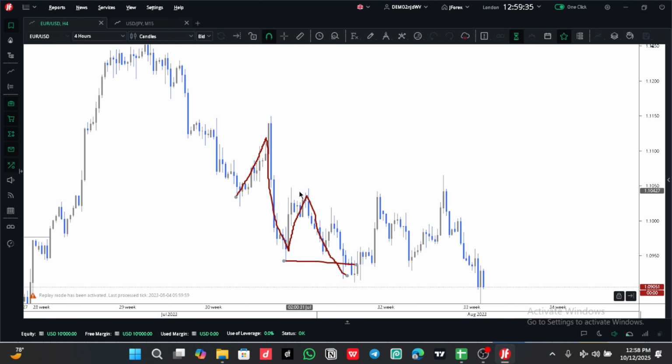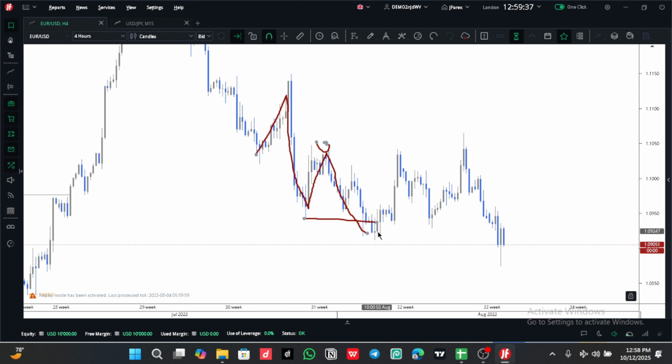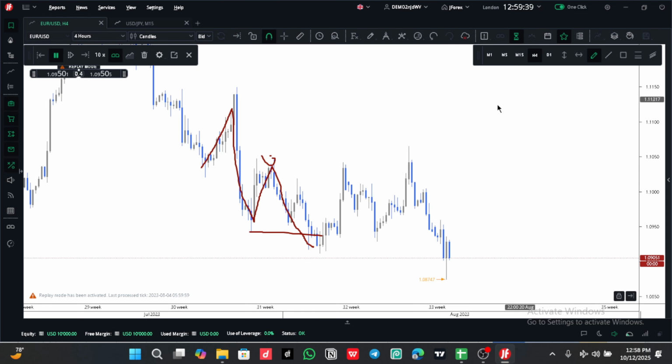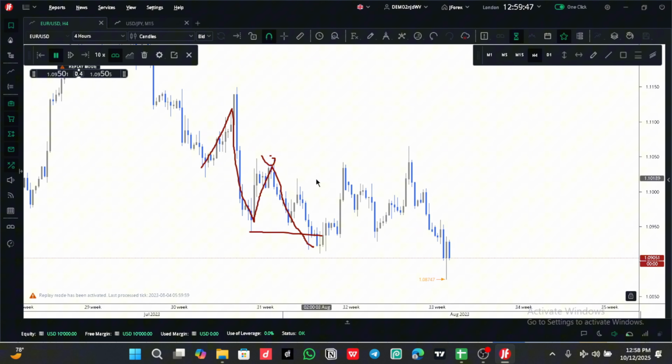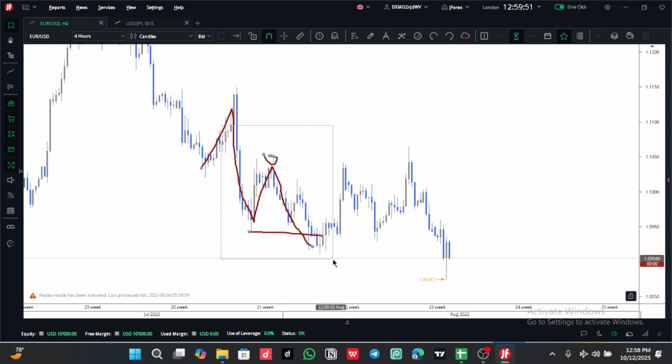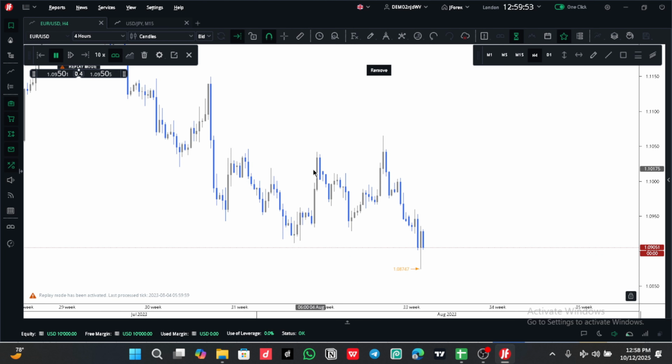Right now, this is the high whereby we need market to break. You need market to break. Like if market can break this high, there's a possibility that it will start going up, right? But in this case, market did not break that high. Market only swept the high.